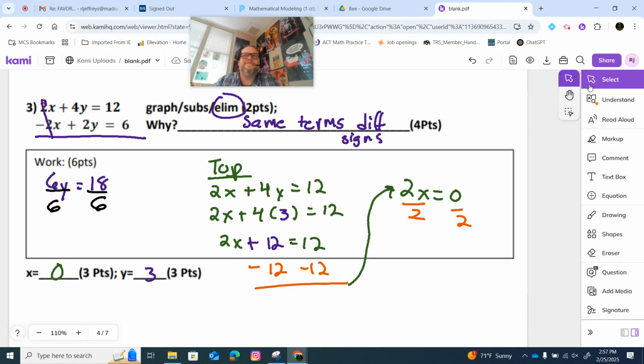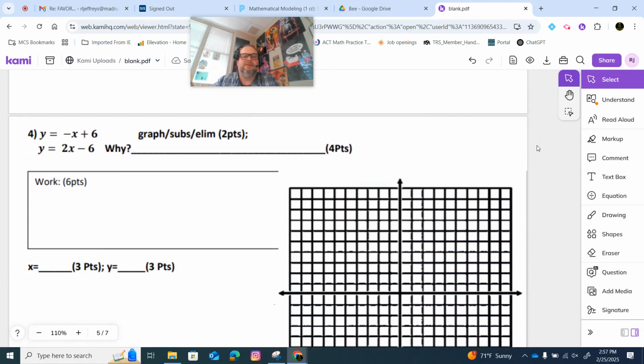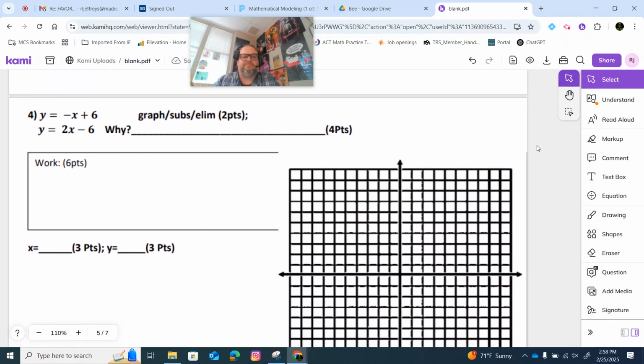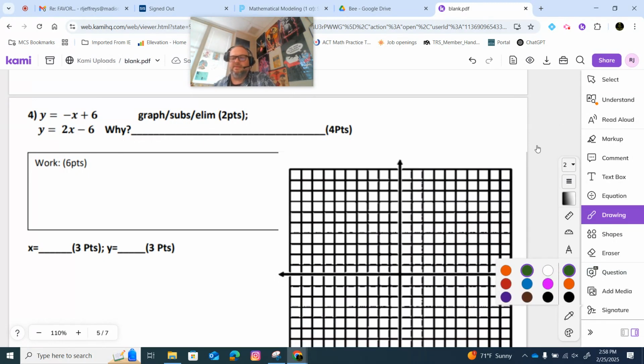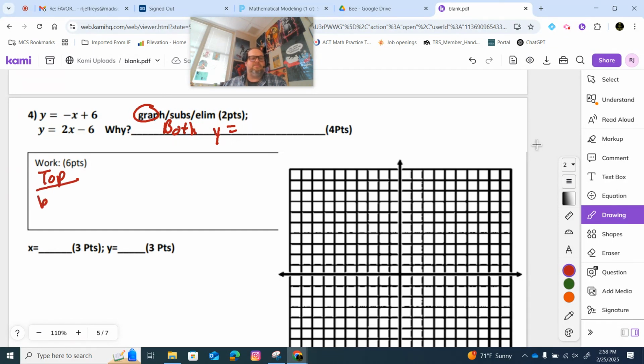All right, okay, with number 3. All right, probably for number 4, a lot of people said graph. Again, some of y'all said both y equals. If you did substitution, I'll go back and do that one. So the top, b equals 6, m equals -1 over 1. That means down 1.